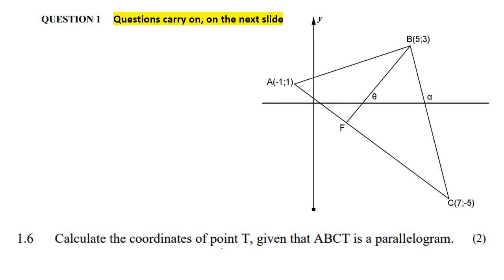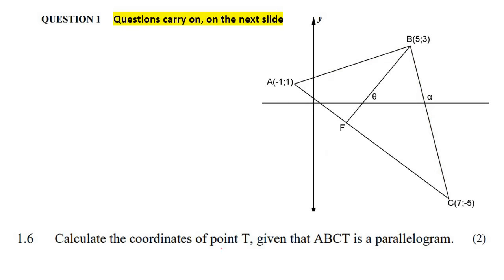This question says, calculate the coordinates of point T, given that ABCT is a parallelogram. Now, it is so important that this order is followed. They said A, B, C, T. So check this out. A, B, C. Now, whoa, what happened there? Drunk driving. So if you have a parallelogram, then T would have to be somewhere there, for example, to make it a parallelogram.